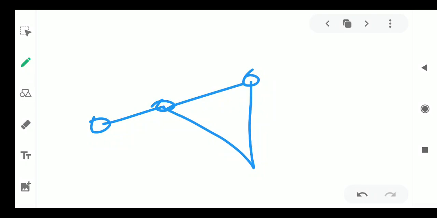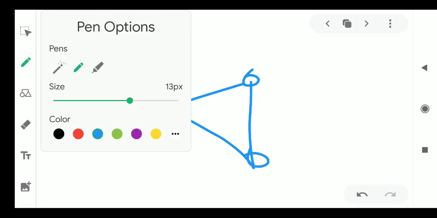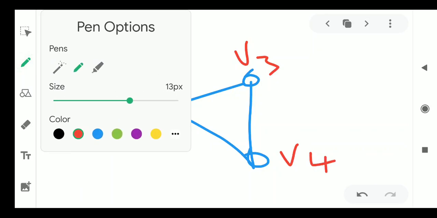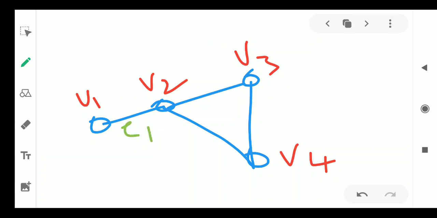So let us have an example. So let us consider this. Let me call this vertex as V1, this is V2, this is V3 and V4. So this is my edge. Let me mark it by some other color. This is E1, this is E2, this is E3, this is E4. There are 4 edges and 4 vertices.